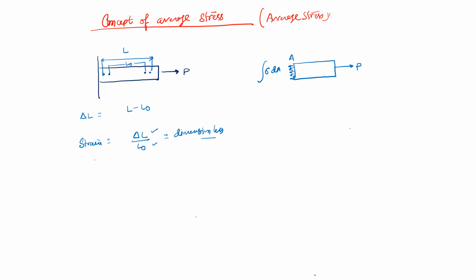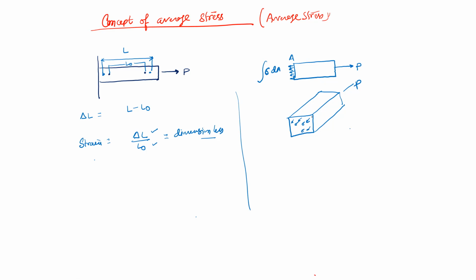Now this sigma, the stress which is there, to have this value as a single, constant value, suppose this is the cross section and this force P is being applied. The material should be such that it undergoes completely homogeneous deformation, so that it gives the same value of sigma at every location, right?